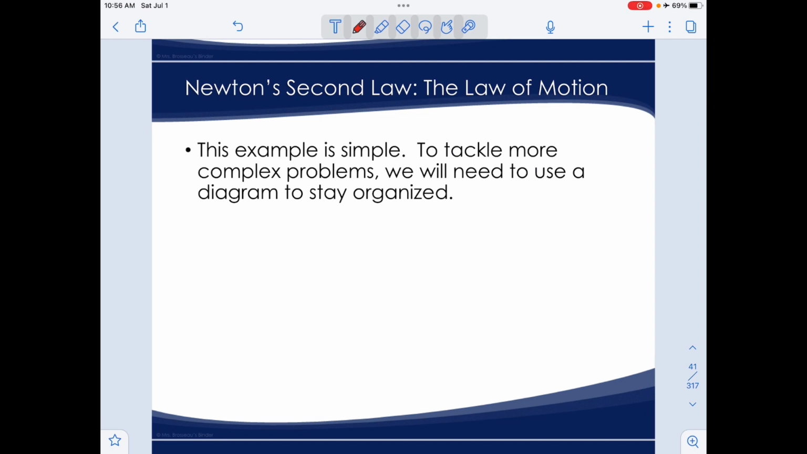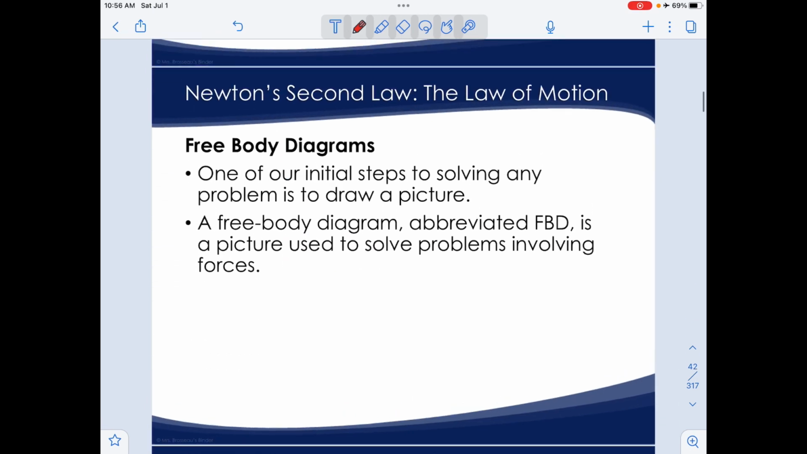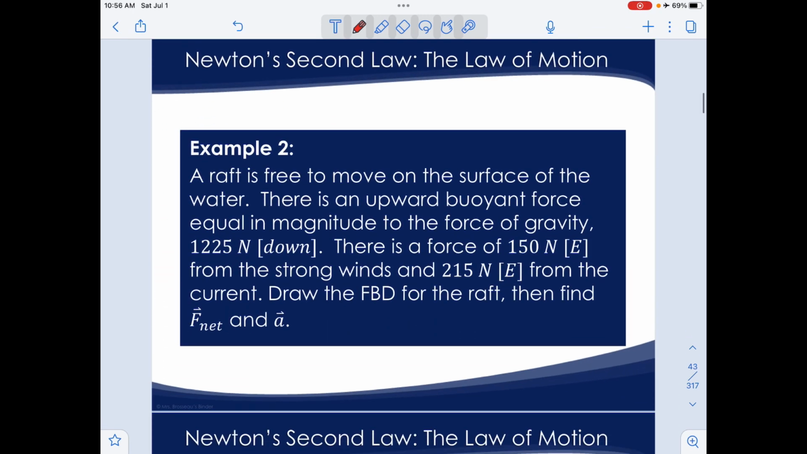This example is simple. To tackle more complex problems, we will need to use a diagram to stay organized. So that brings us to the topic of free body diagrams. One of our initial steps to solving any problem is to draw a picture. When we're dealing with forces, we often call it an FBD, or a free body diagram. A free body diagram, abbreviated FBD, is a picture used to solve problems involving forces.